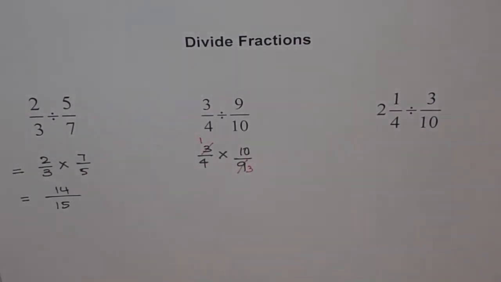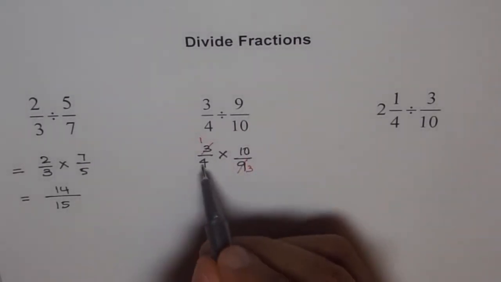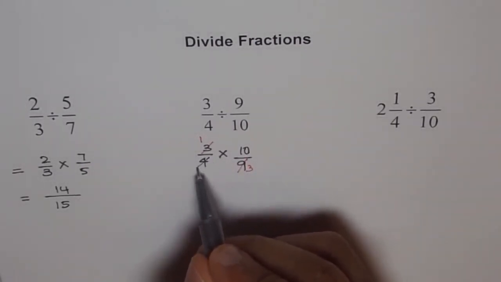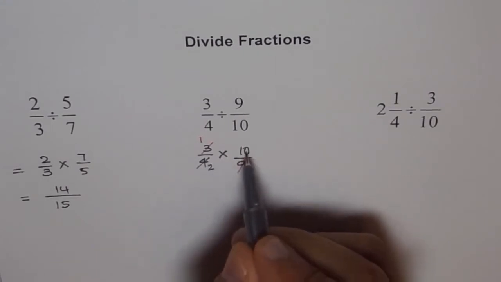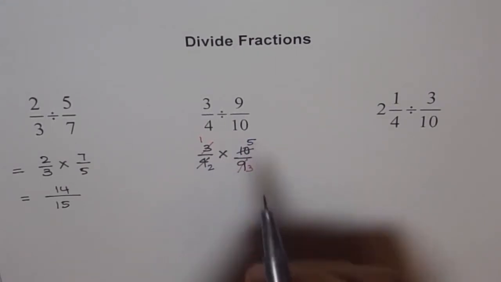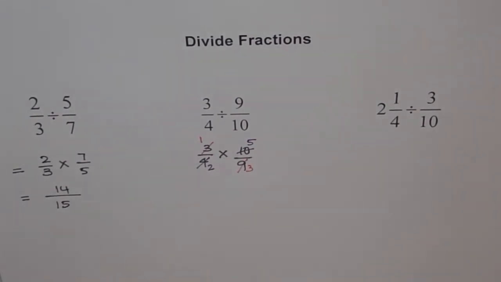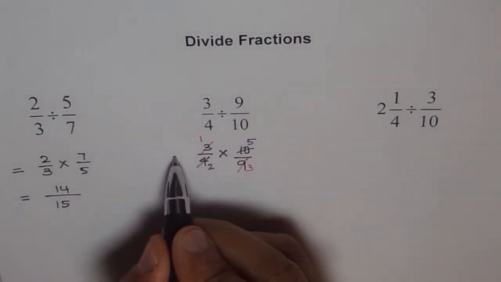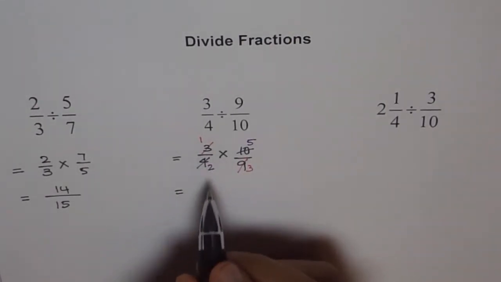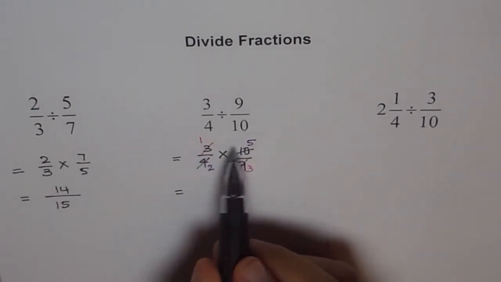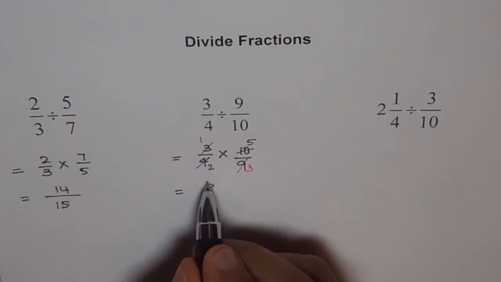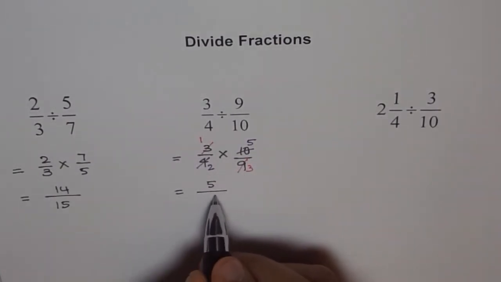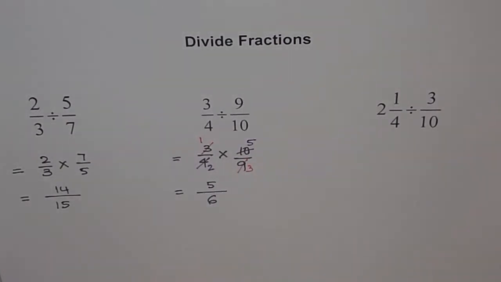And similarly, I can simplify 4 and 10 also, because both are even and can be divided by 2. So 2 times 2 is 4 and 2 times 5 is 10. I prefer to show it like this and do it at this stage. If I do it here, then I get my answer straight away. My answer here is 5 times 1 is 5 and 3 times 2 is 6. So that's my answer for this.